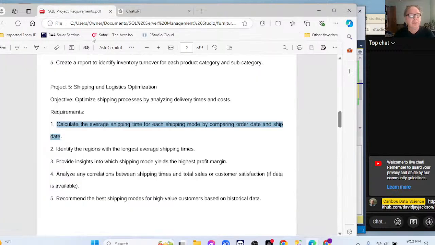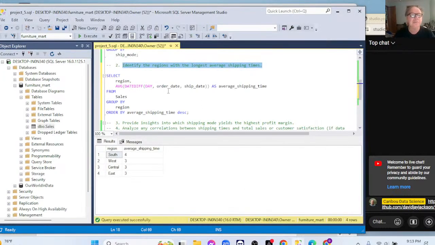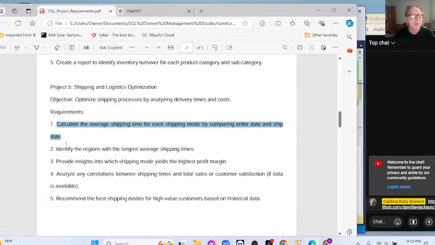Okay. So what's the third one? Identify the regions with the longest average shipping times. Again, this is the same thing, right? This is the same thing. Was that number 2? Yeah, okay, good. Provide insights into which shipping mode yields the highest profit.